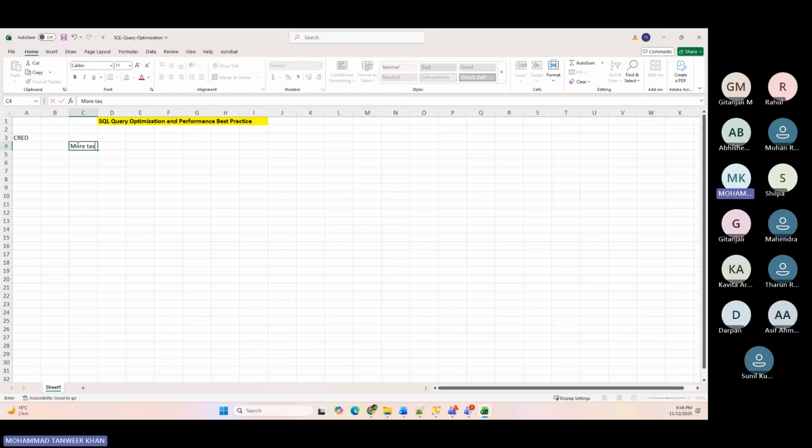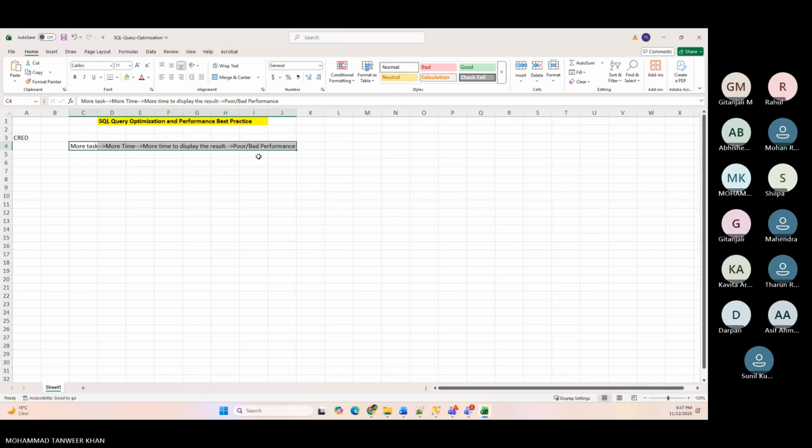If you're giving more tasks to the SQL engine, it will take more time to finish it. And if it takes more time to finish it, it will take more time to display the result. And hence we can tell it is poor or bad performance. Just remember this. If you're giving more tasks, ultimately the query will have bad performance. And why? Because it will take more time to display the result.